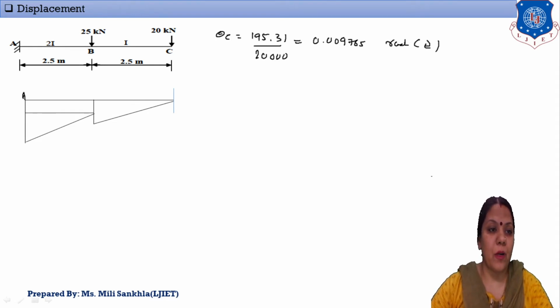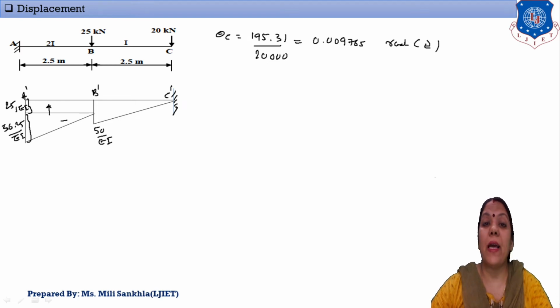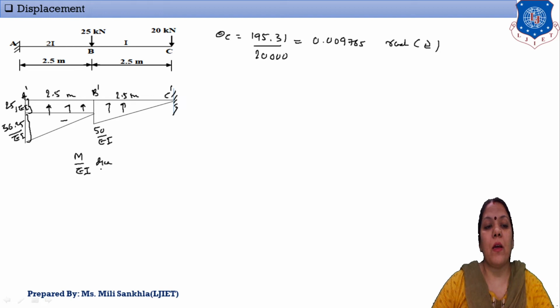Now again complete this figure. A dash, here is B dash, then C dash, converted into fix. Okay, here the answer is 50 by EI. This top is 25 by EI, and the bottom is equal to 56.25 by EI. Negative, because in our diagram the given forces are in the up direction. First is 2.5 meter and second again 2.5, and this diagram is our M upon EI diagram.